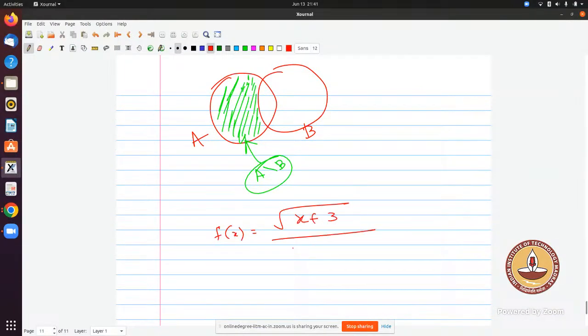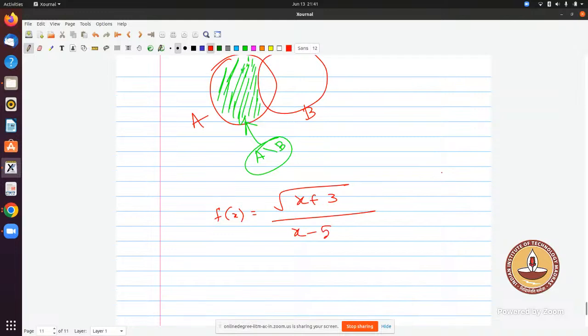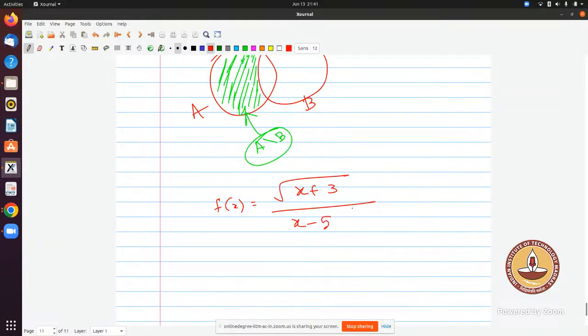x plus 3, x minus 5. So whatever, if we have this type of function, this is a rational function, right? Some p by q form of function.